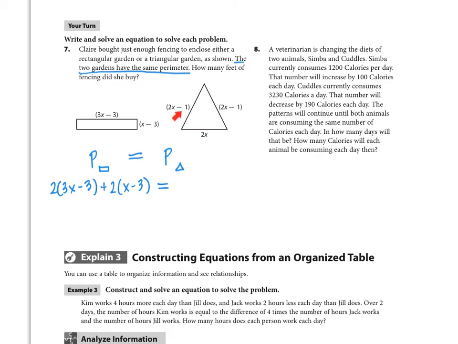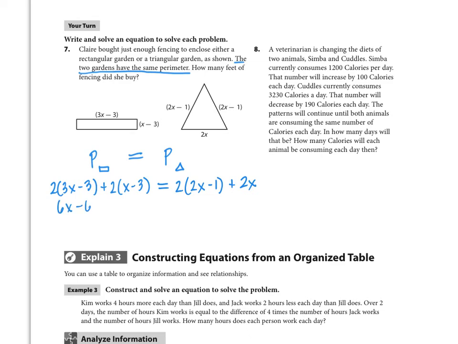Now I notice I have 2 of these. I got a 2x minus 1 here and a 2x minus 1 here. So if I just want to save some space, I write it as 2 times the 2x minus 1. And then don't forget the 2x after that. Okay, so certainly looks messy, but work one set of parentheses at a time using distributive property.